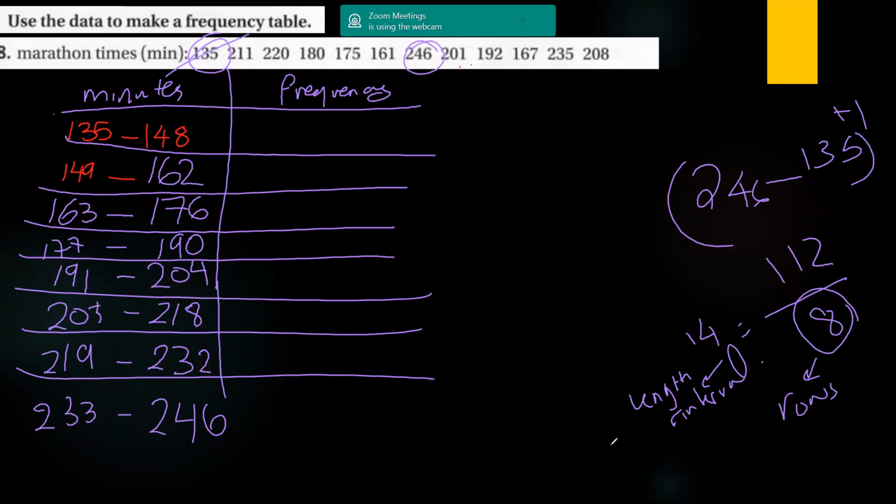Yes, miss, for 135 till 148, it will be one. How many numbers? I think there is one. Yes, from 149 to 162: 149, 150, 151, 152, 153, 154, 155, 156, 157, 158, 159. There's no one. I think there's only 161. Yes, teacher, there's one. Now from 163 up to 176.